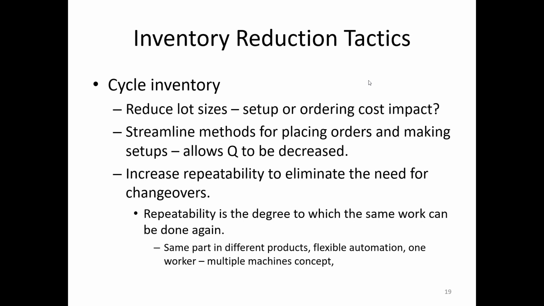The mathematics show us the relationship, but we're concerned about the relationships. So, when we start talking about cycle inventory, we start talking about order sizes. Now, when we reduce those order sizes, that means we have to order more often. Well, there's a cost to that. We have to change over our production processes more often. There's a cost to that, right?